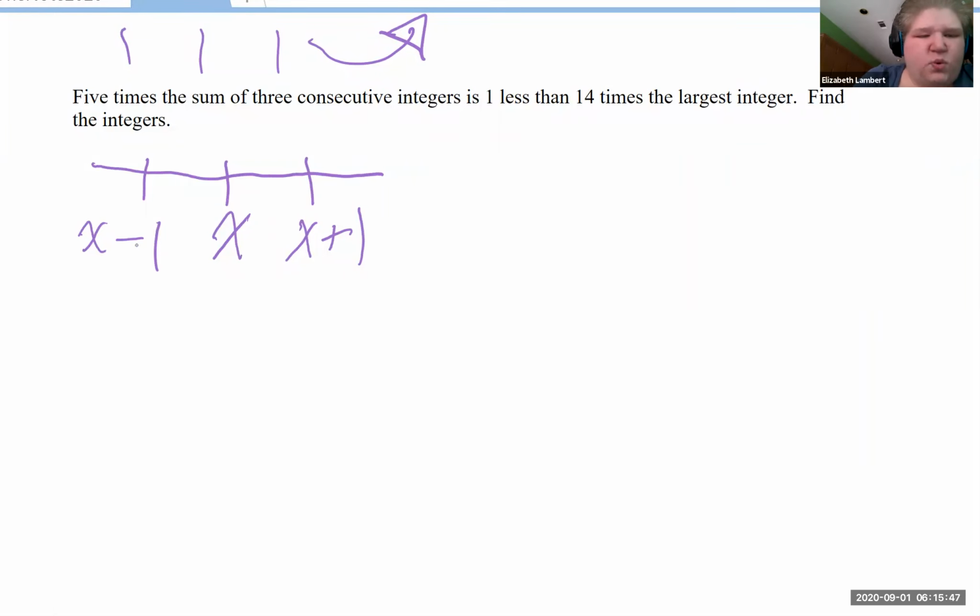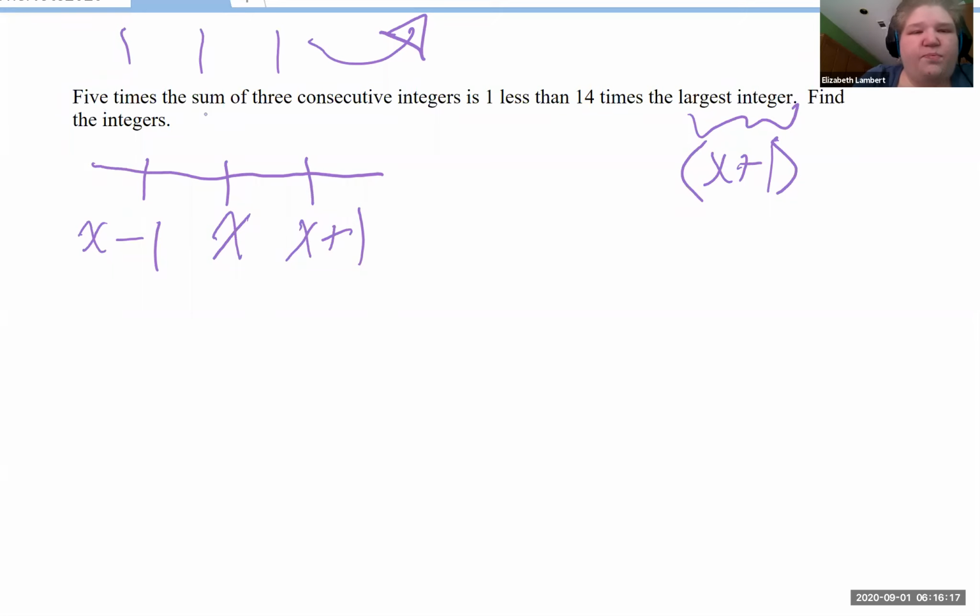So x minus 1 is the smallest, x is the medium size, x plus 1 is the biggest. So when it says the largest integer here, out of our 3, that is x plus 1. And then because that has more than one term, some addition or subtraction, when we're going to write the equation, we practice safe math, we put the parentheses.